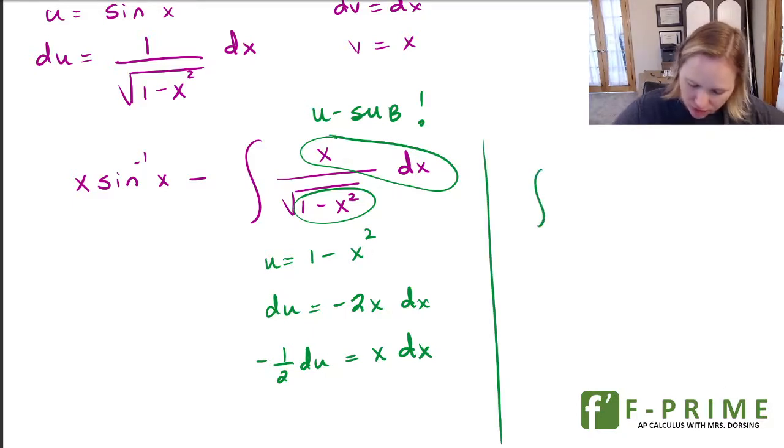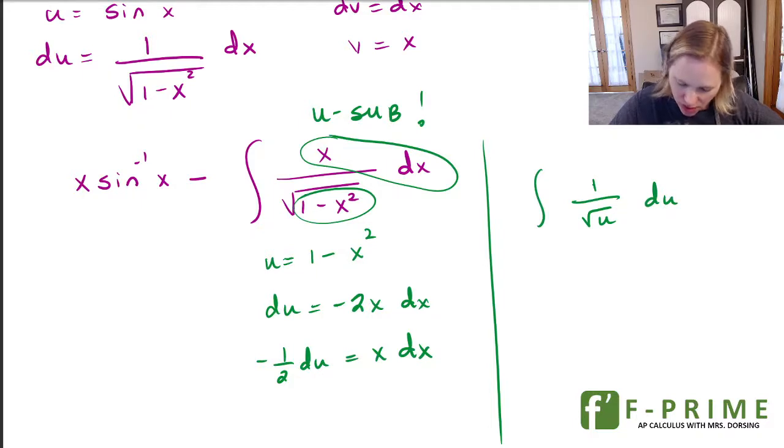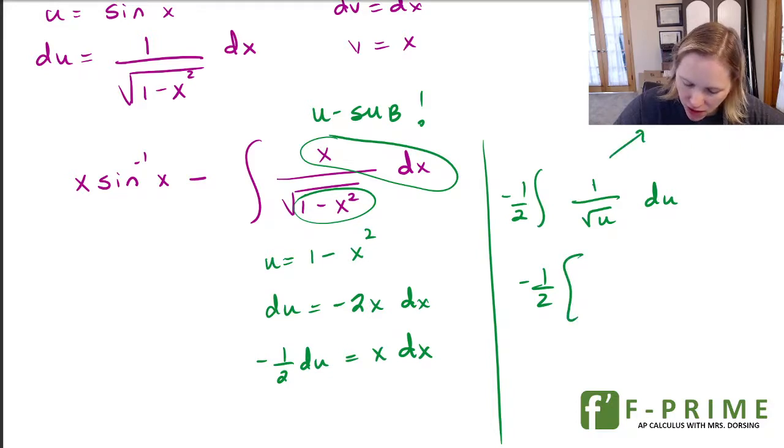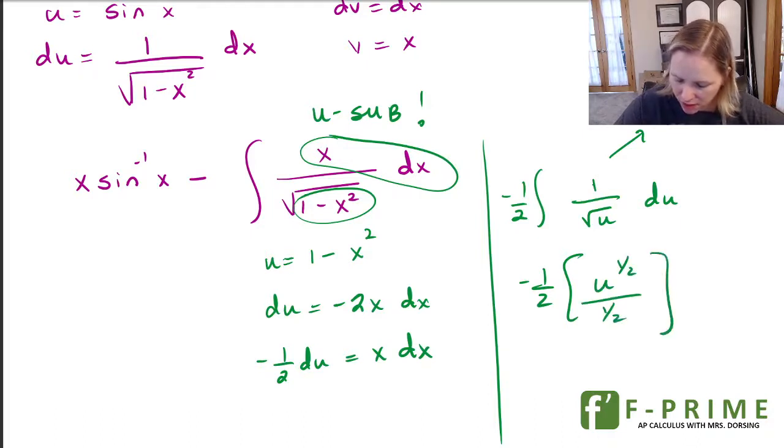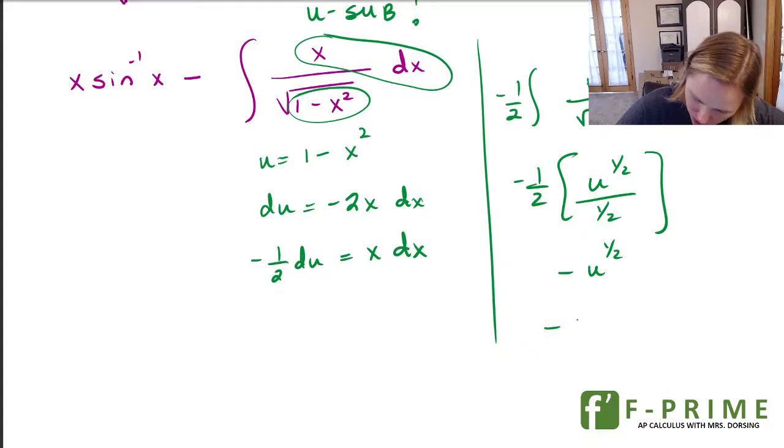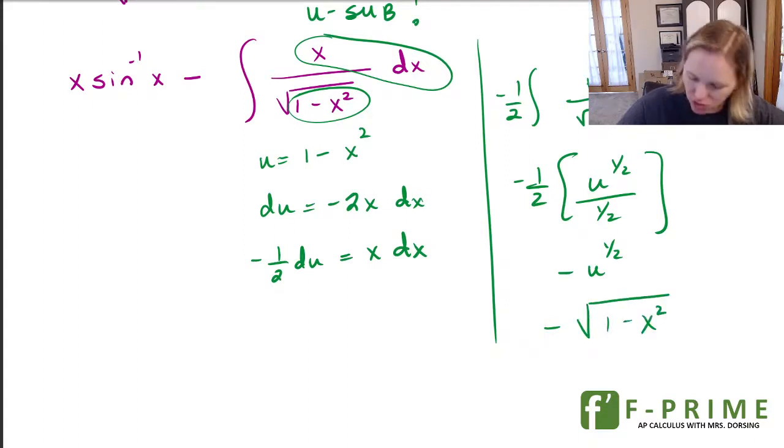So the integral, I'm going to go ahead and rewrite it as 1 over the square root of u du. And then I have a negative 1/2 out here. I'm going to pull that constant out. So this is u to the negative 1/2. So when I do that antiderivative, u to the negative 1/2, increase it by 1, it becomes u to the positive 1/2. But then we're going to divide by 1/2. Okay, look, the halves cancel away. I'm going to have negative u to the 1/2 power plus c, of course. And when I go back over here and write it in, here's what it's going to look like. So negative square root of 1 minus x squared. That's that negative u to the 1/2.